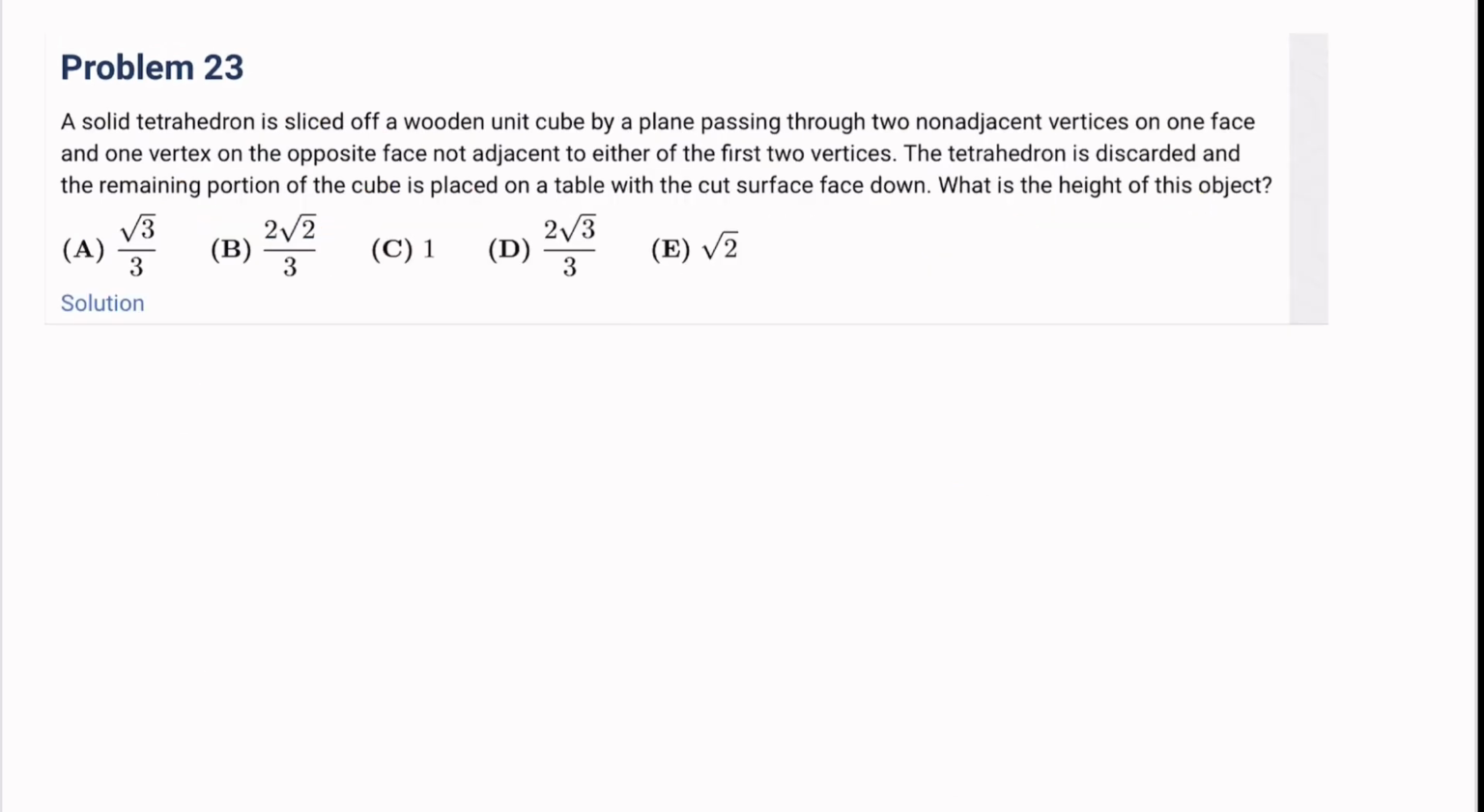Problem number 23. A solid tetrahedron is sliced off a wooden unit cube by a plane passing through 2 non-adjacent vertices on one face and 1 vertex on the opposite face not adjacent to either of the first 2 vertices.